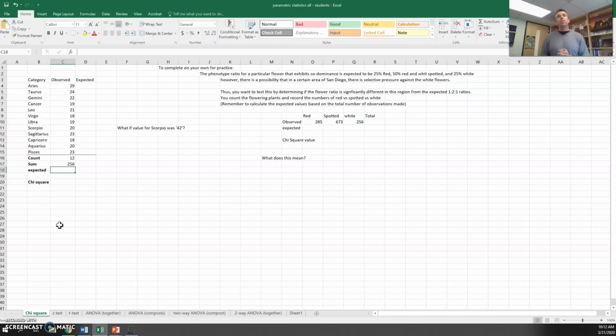Now, there's no reason to think that there should be more Virgos than there are Leos, or that any one of these should have more students than the others, because they're all the same length, right? So we would expect all of them to have an equal number of these 256 observations. So the expectation is my 256 observations divided by the 12 different time frames. So 256 divided by 12 means that each one should have 21 1/3 people in it approximately.